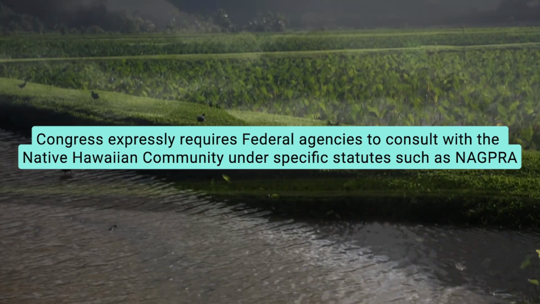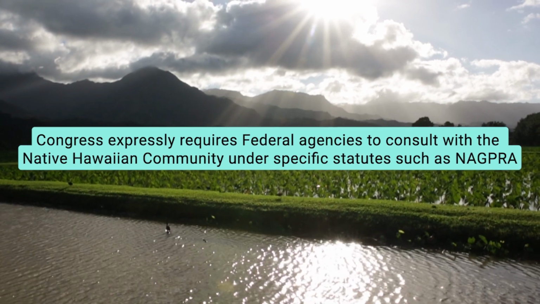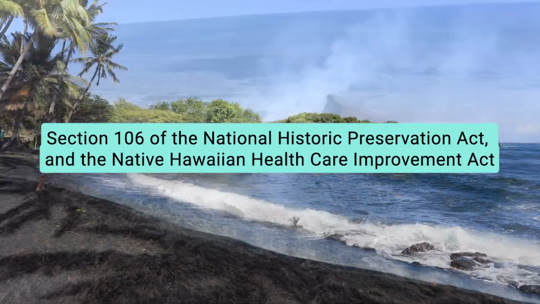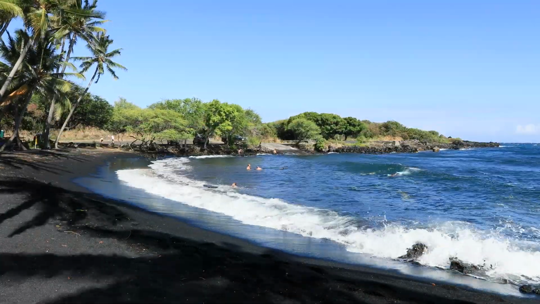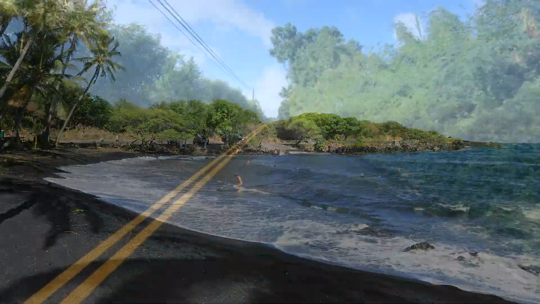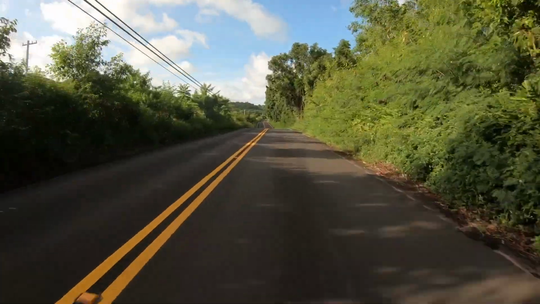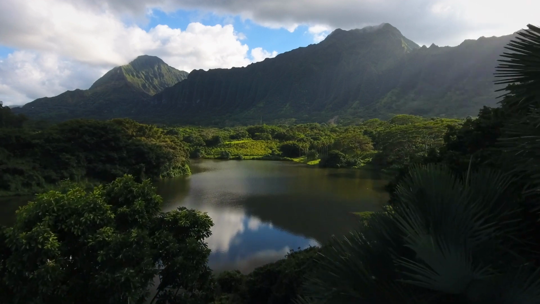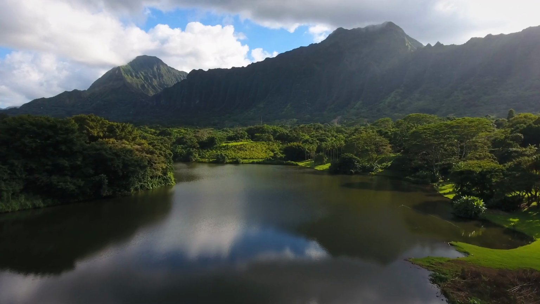Congress expressly requires federal agencies to consult with the Native Hawaiian community under specific statutes such as NAGPRA, Section 106 of the National Historic Preservation Act, and the Native Hawaiian Healthcare Improvement Act. Congress has also required federal agencies to consult before taking actions that have the potential to significantly affect Native Hawaiian resources, rights, or lands. Congress has also directed federal agencies to work with Native Hawaiian organizations, who are the informal representatives of the Native Hawaiian community.